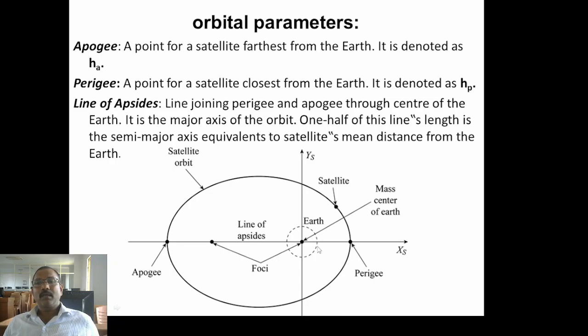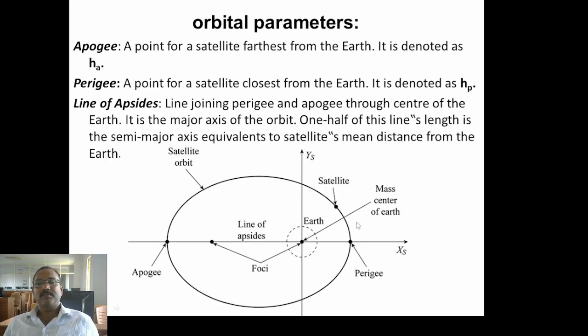Perigee and apogee through the center of Earth. So it's the center of the Earth. The line of apsides is the line joining perigee and apogee through the center of the Earth. It's the major axis of the orbit. One half of its length is the semi-major axis, equivalent to the satellite's mean distance from the Earth.